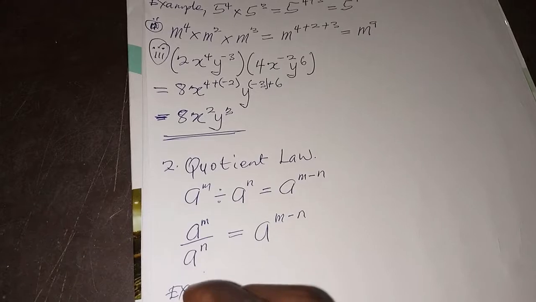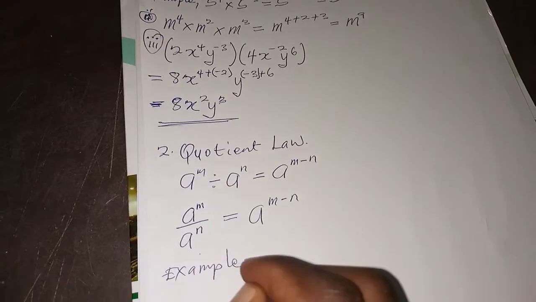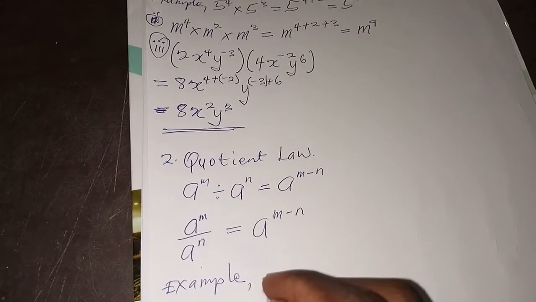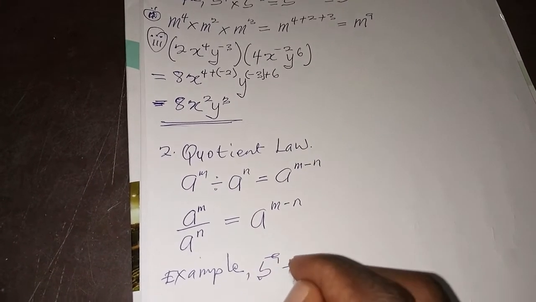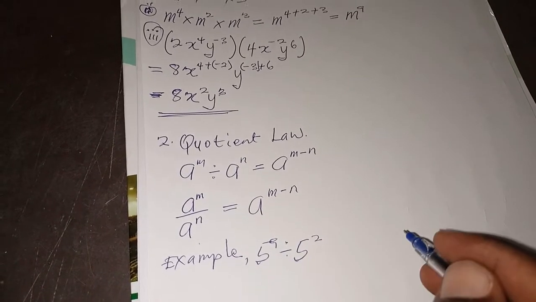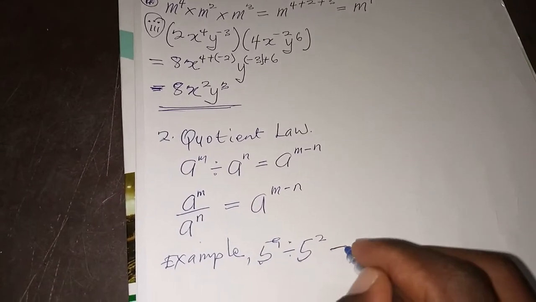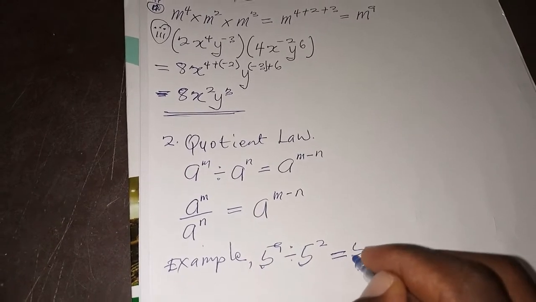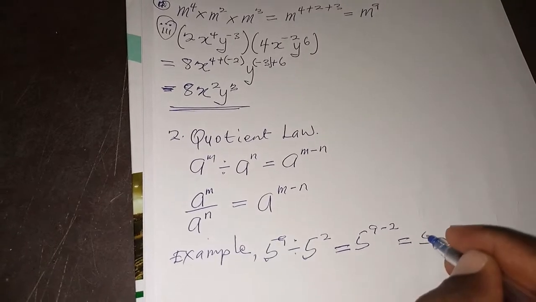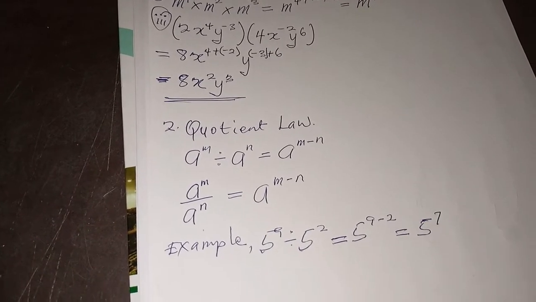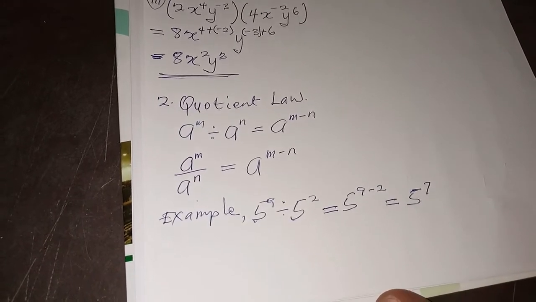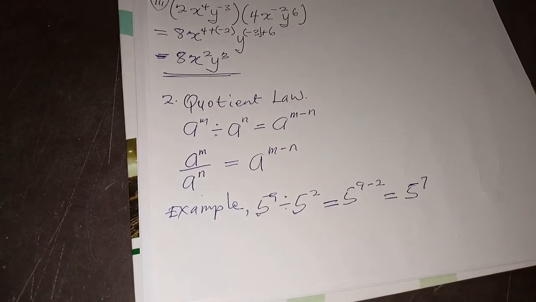Example. Here we have 5 exponent 9 divided by 5 squared. So this will be equal to 5 exponent 9 minus 2. And that will give us 5 exponent 7. Then we can take a second example.